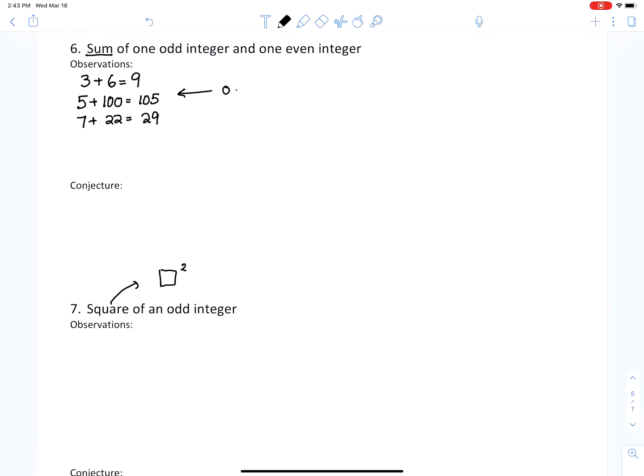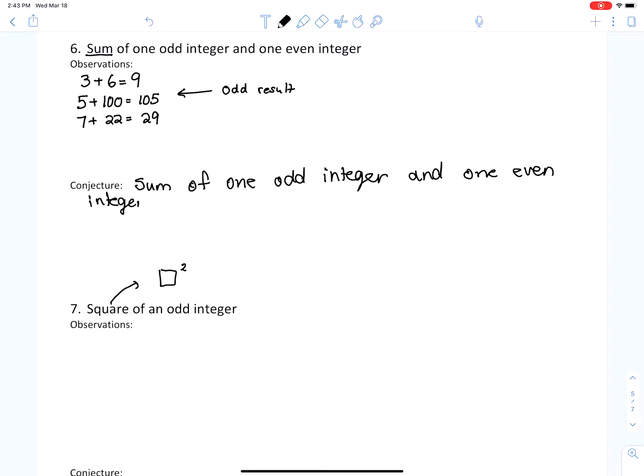What am I noticing about the answers? They look odd to me. Odd results, so maybe I'm going to write my conjecture from there. The sum of one odd integer and one even integer will be odd.